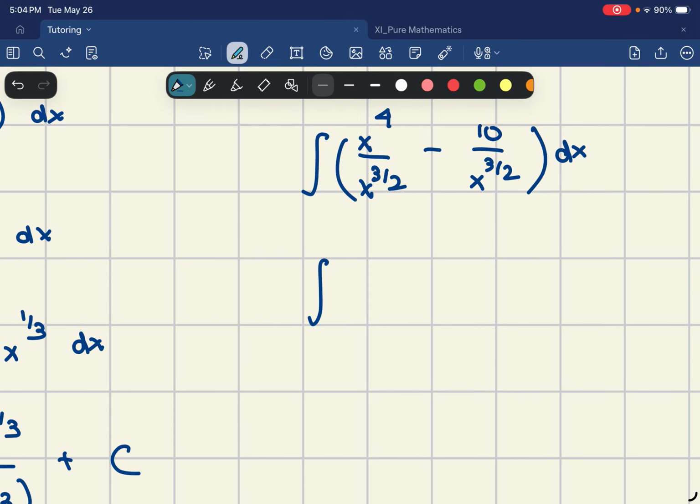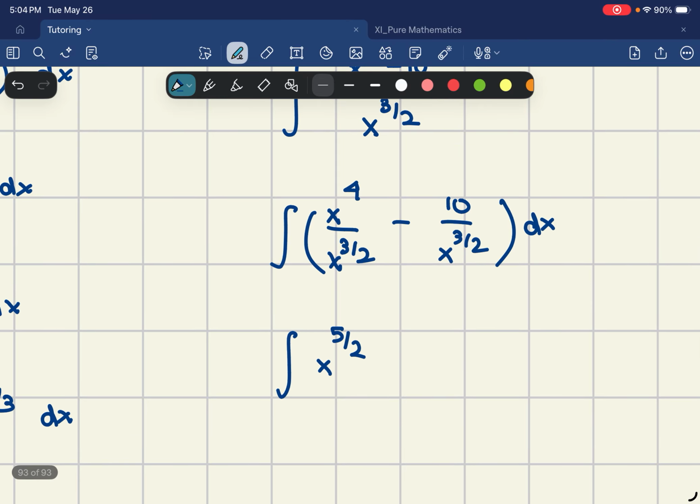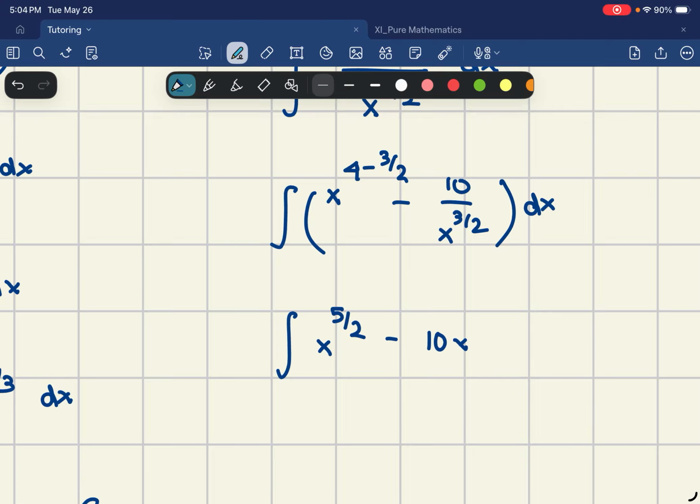So now remember, x to the power 4 divided by x to the power 3 over 2 is going to give me x to the power 5 over 2, because I will let you do 4 minus 3 over 2. That is what's going to happen, right? So I'll let you do 4 minus 3 by 2 on your own. And minus 10 x to the power negative 3 by 2. That is my second term, dx.